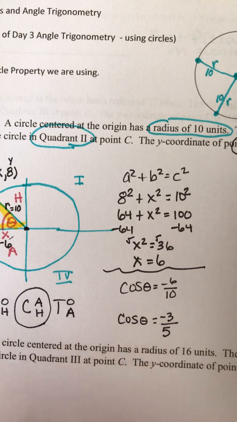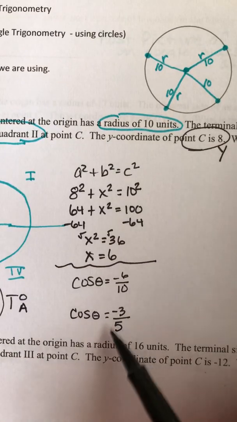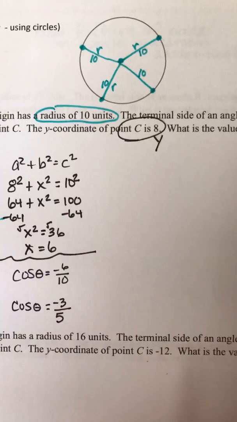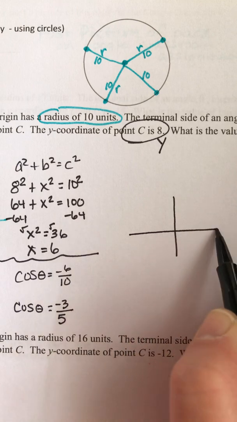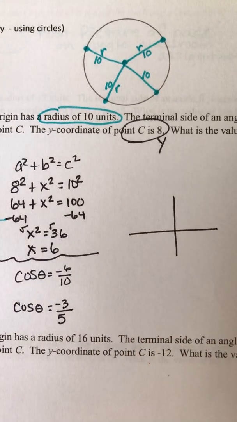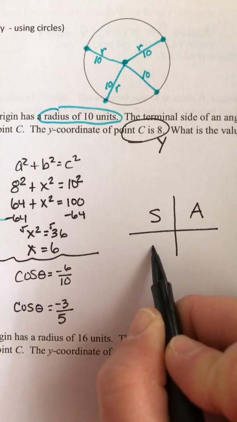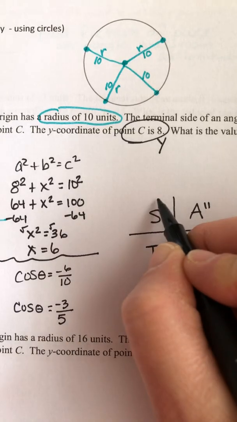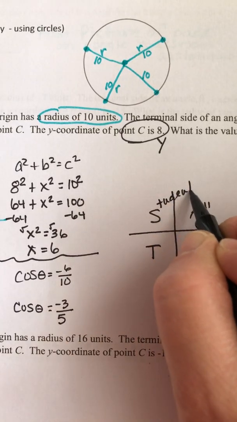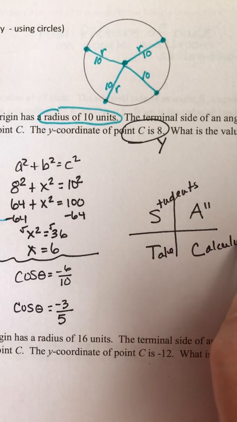I want to make one other point while we're here on this problem. There is a shortcut to know if you're getting the negative or positive right, and this is the shortcut. These are the quadrants on our grid. There's an old saying: A, S, T, C. All students take calculus.